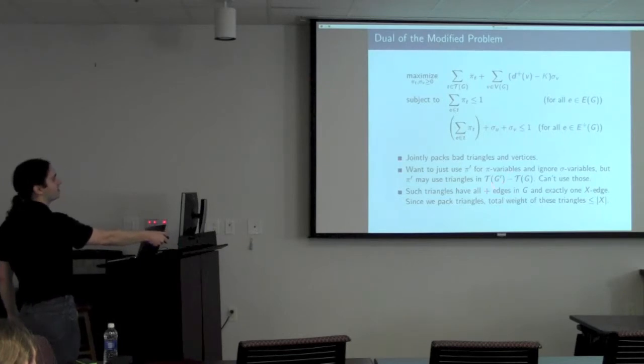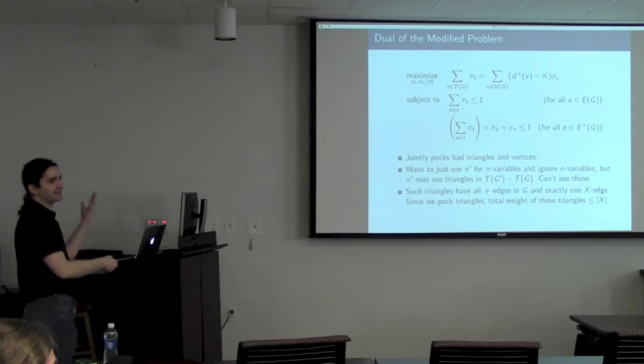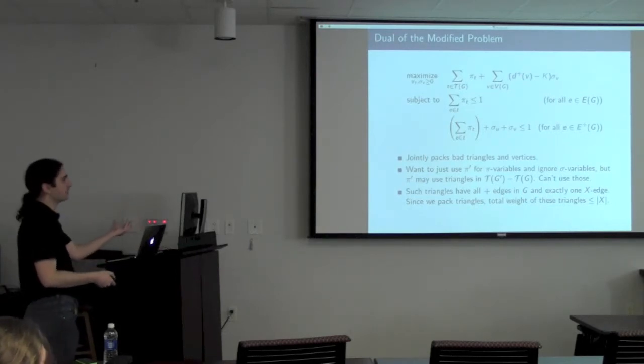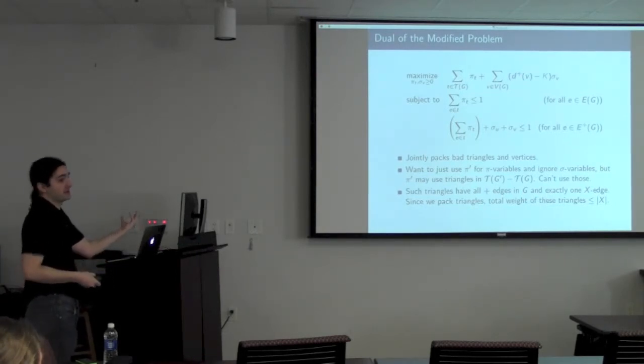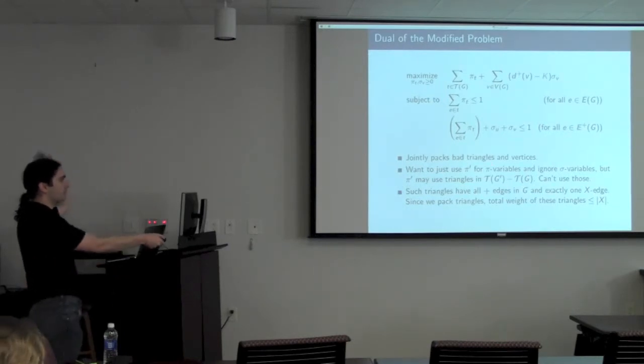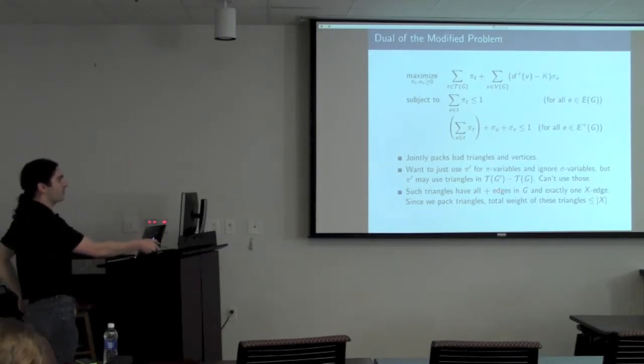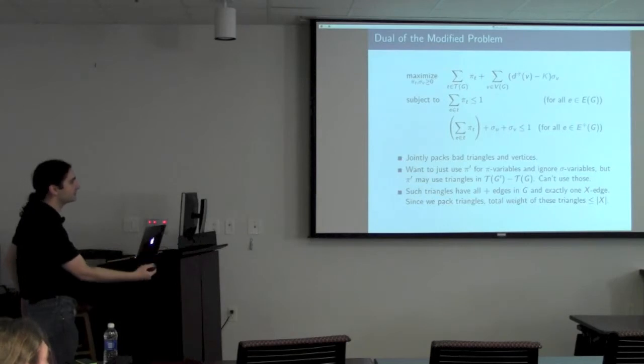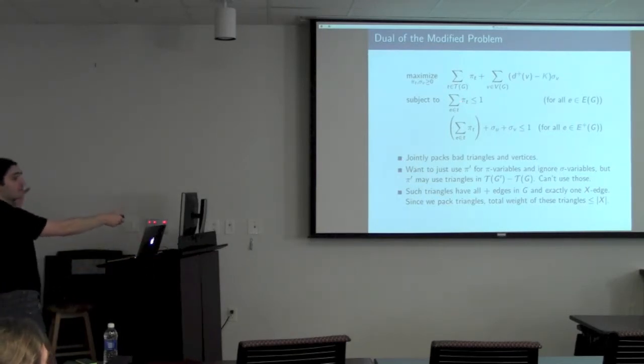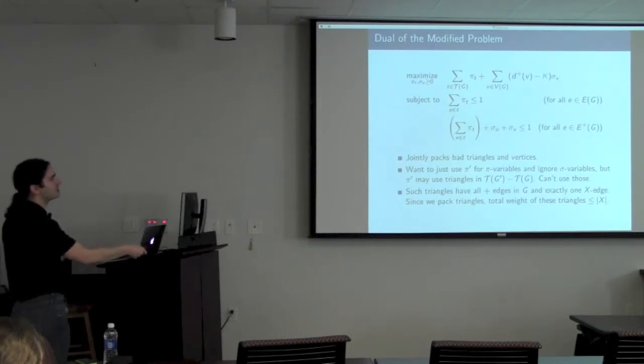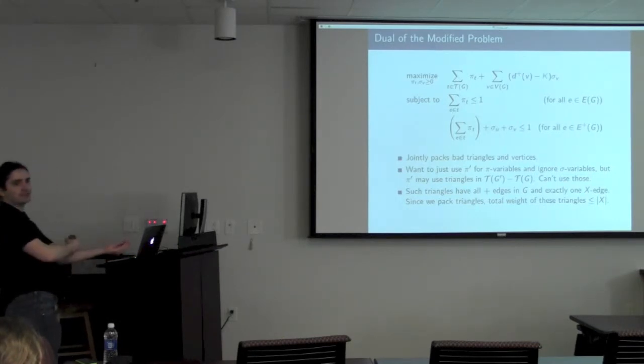If you look at a triangle that's bad in G prime but not G, it has exactly one negative edge. That negative edge must have come from X, because otherwise it was bad in G as well. So the triangles that are bad for G prime but not for G must have had all positive edges in G and then contained exactly one X edge. But in both of these duals, you pack the triangles, which means if I look at any X edge, the total weight of all the triangles containing that edge should be at most 1.